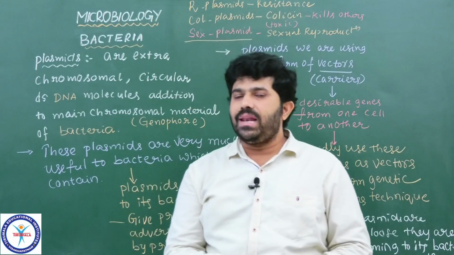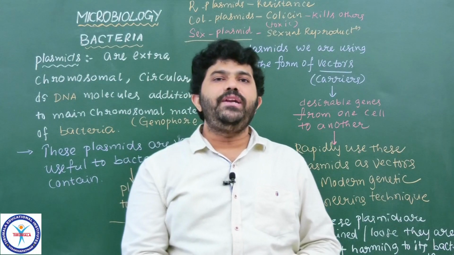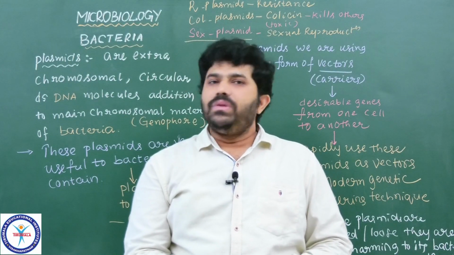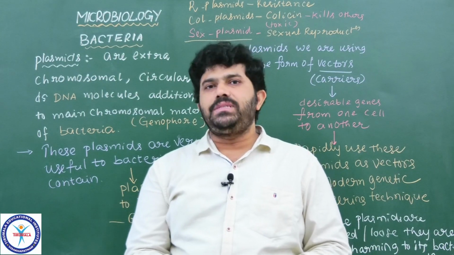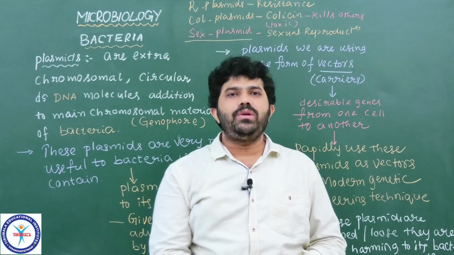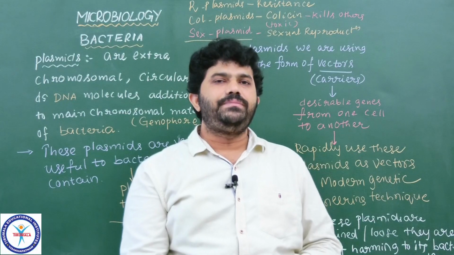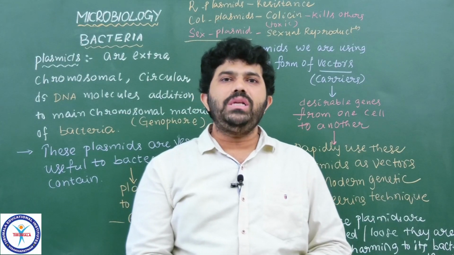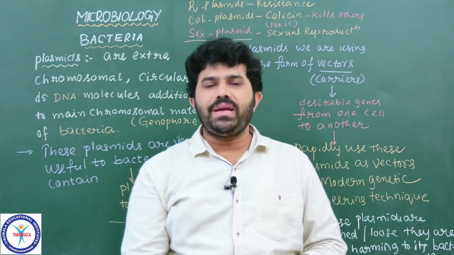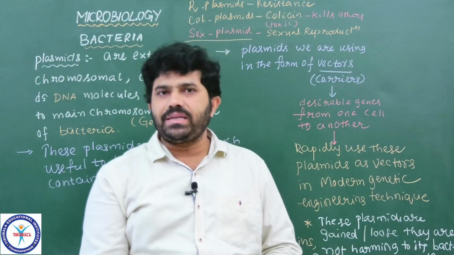Okay, so finally flagellum and plasmids are the two variant components among bacterial cells. With flagellum and plasmids, this lecture is finished. In the next lecture we are going to discuss the mode of nutrition in bacteria. After that we go for reproduction in bacteria. After that we go for the importance of bacteria to humans.